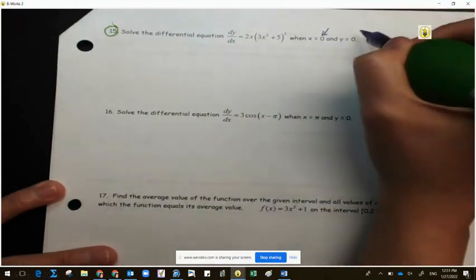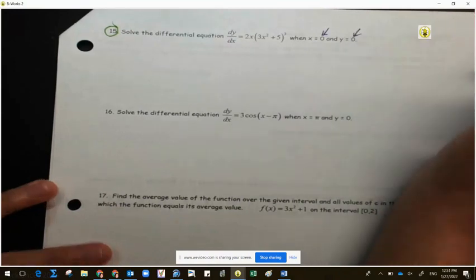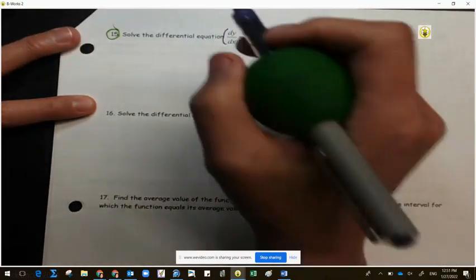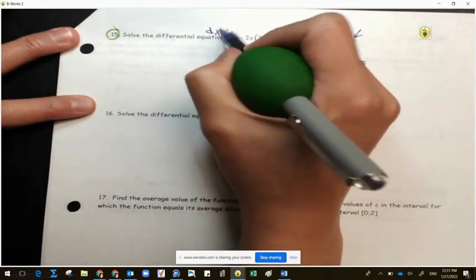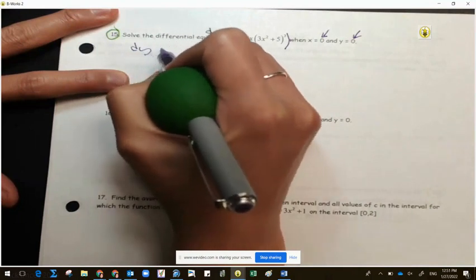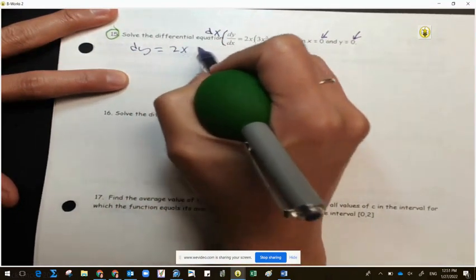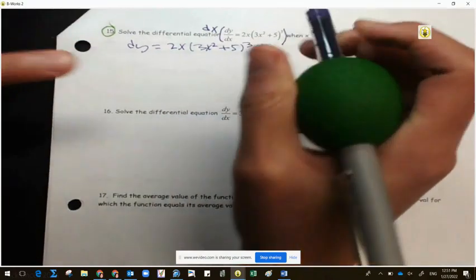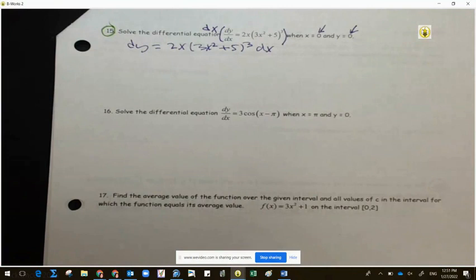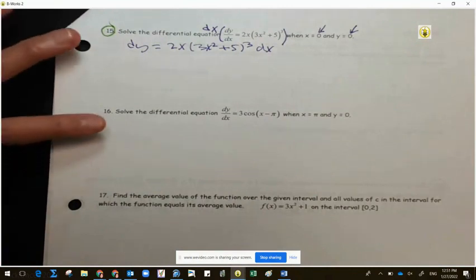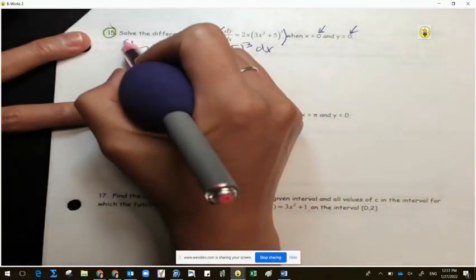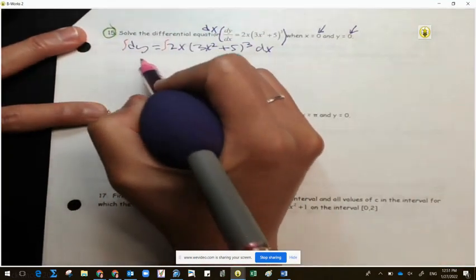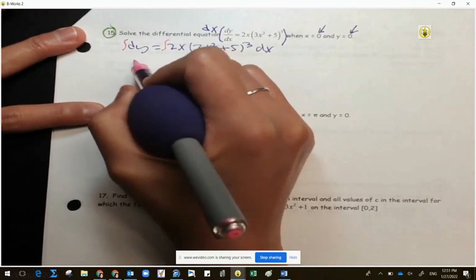So plugging in the x equals 0 and y equals 0 will be at the very end to find the c value. But what is the first thing we are going to do to get rid of our fraction? Multiply by dx. So we get dy is equal to 2x of 3x squared plus 5 all cubed dx. And then to make y by itself, we need to do what on both sides? We need to integrate. Divided by d? Yes, that kind of sounds right in algebra, right?